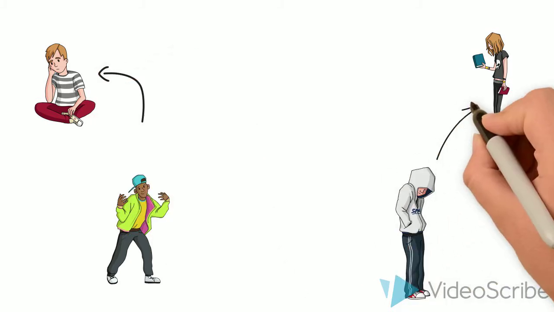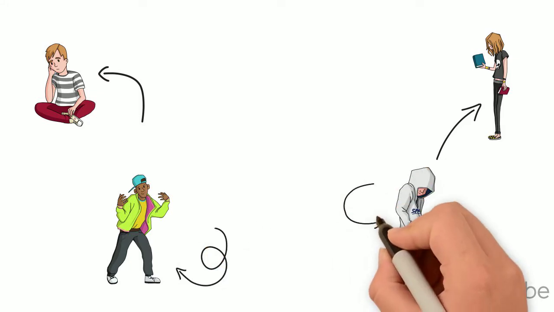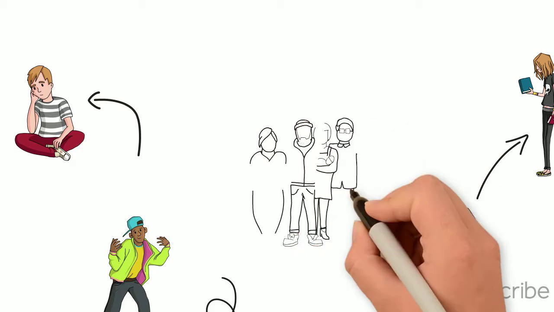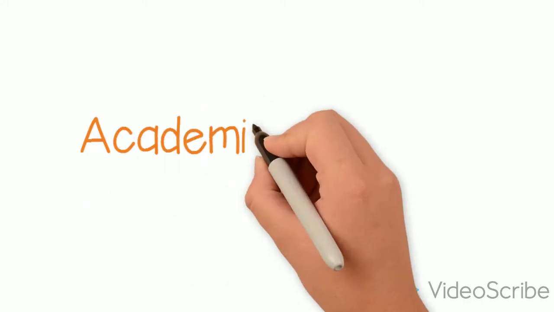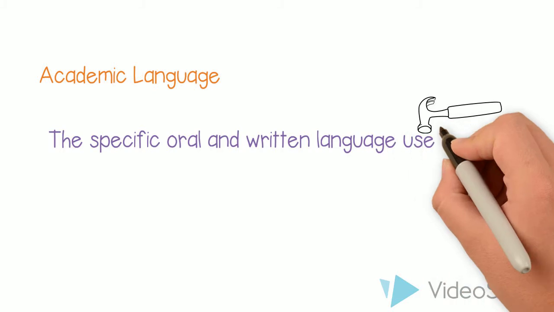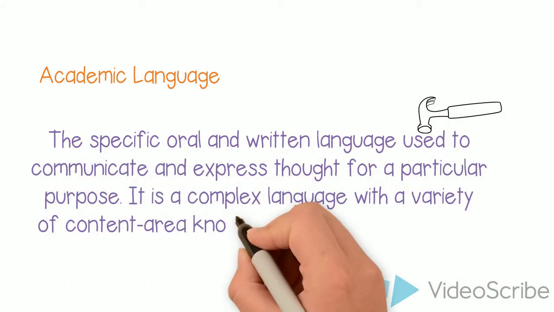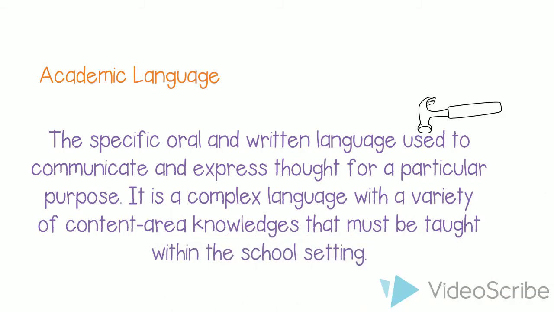What if I told you there are ways to engage these students and turn them from being passive onlookers to active participants? It all begins with learning how to access one important tool: academic language. Academic language is the specific oral and written language used to communicate and express thought for a particular purpose. It is a complex language with a variety of content area knowledges that must be taught within the school setting.